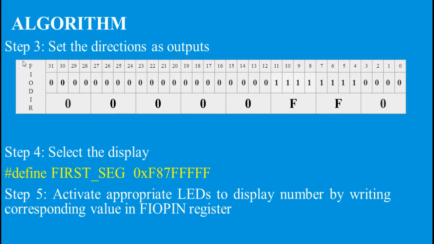And after setting the direction of the pins, you have to select one of the displays among the 4. The value to select a display among the 4 is discussed in the earlier slide. Here we are going to use a global constant. The global constant first_segment is assigned a constant value 0xF87FFFF. So wherever in the program you use first_segment, it is going to be replaced by a constant value. And after selecting one of the displays, you have to send an appropriate value to display a number on the 7 segment display. This is about the algorithm.